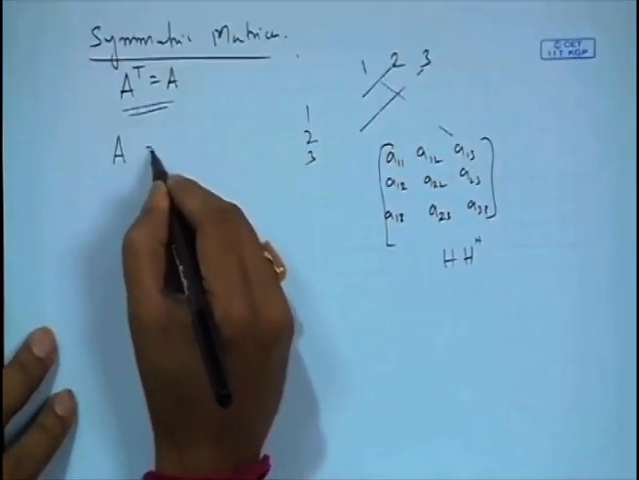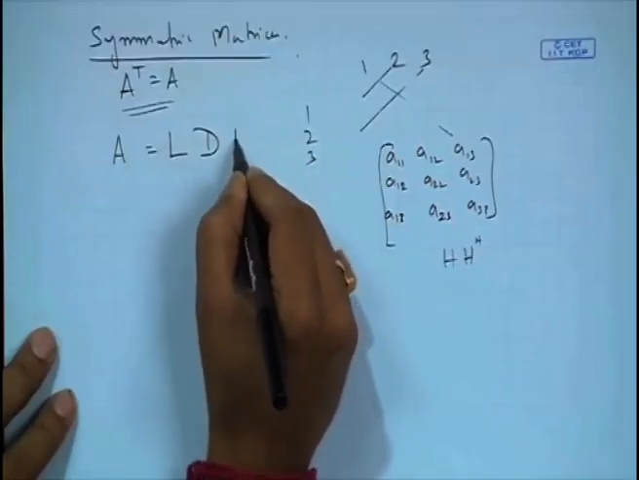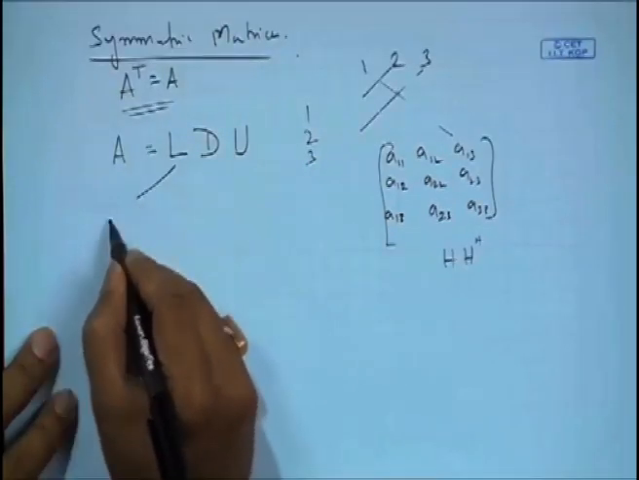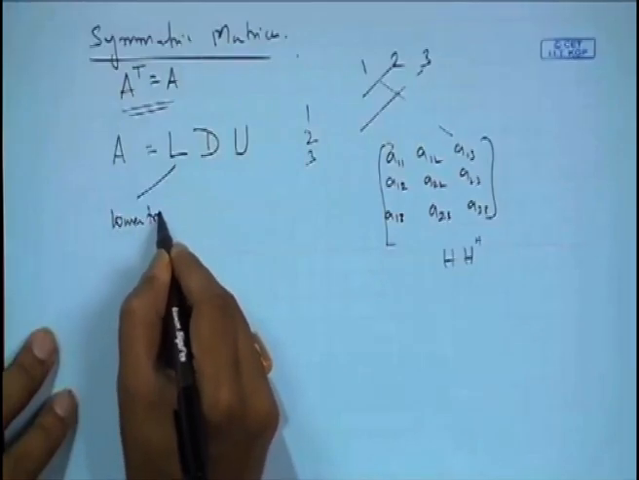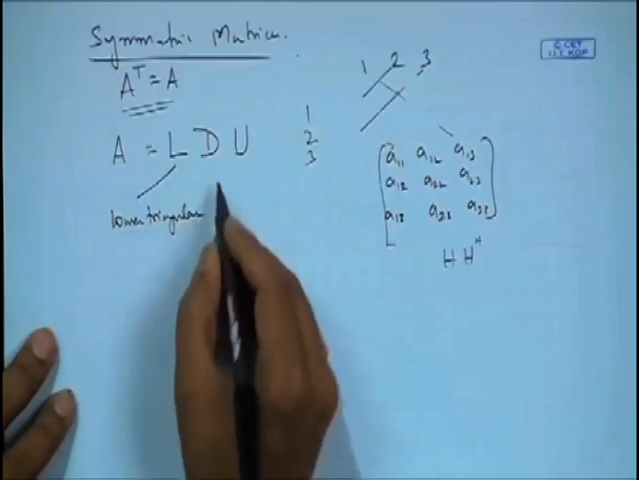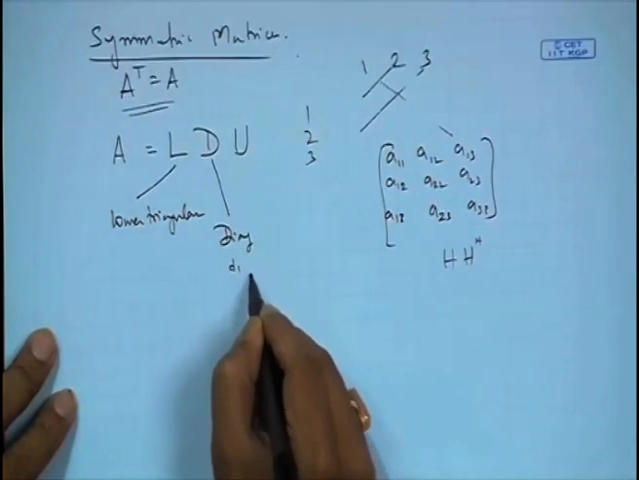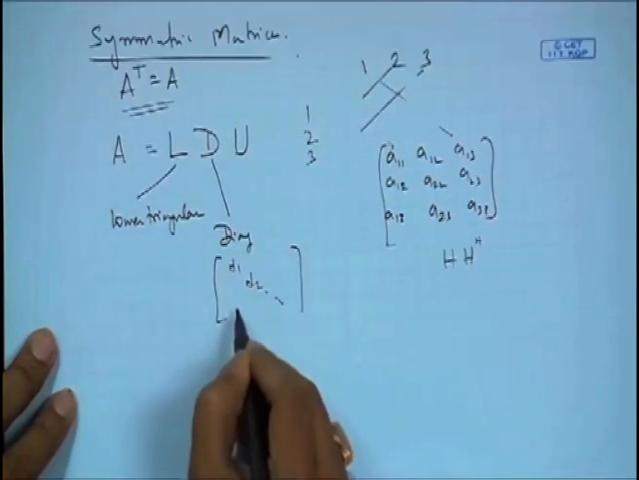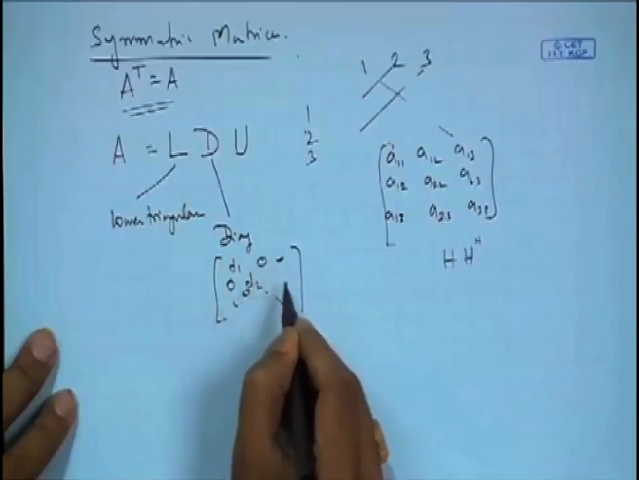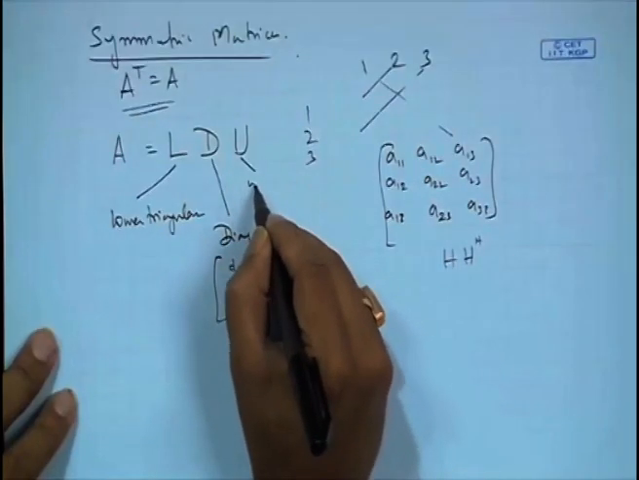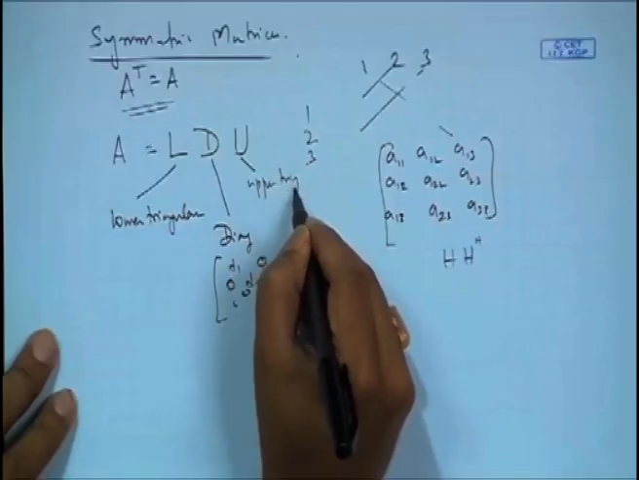If A is a symmetric matrix, it could be decomposed into LDU, where L is a lower triangular matrix, D is the diagonal matrix. Diagonal matrix means it has only D1, D2 elements in the diagonal, and the rest of them are 0. Diagonal matrices are very, very useful. And U is an upper triangular matrix.